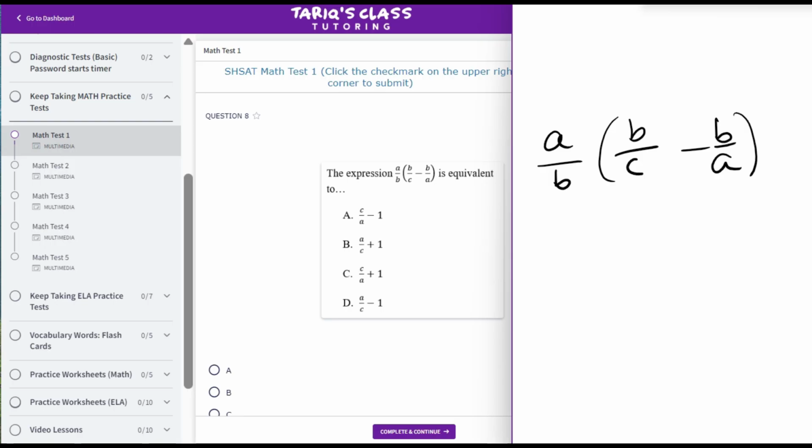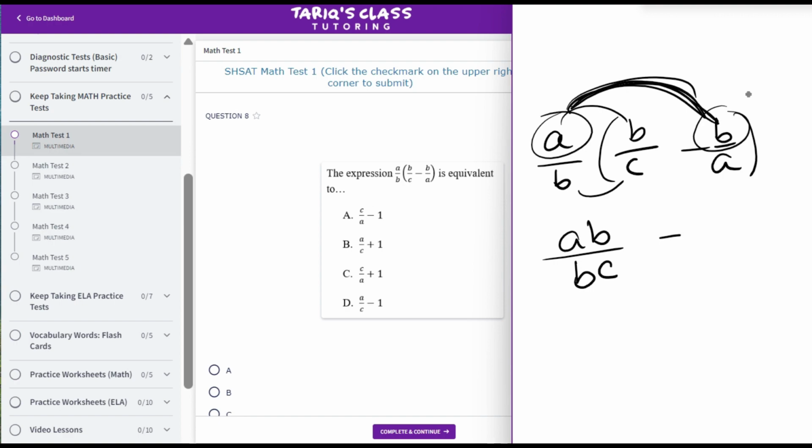Okay. Let's distribute. Here, distribution means multiplying. So A times B is AB and B times C is BC, minus. Here I'm going to multiply these two. A times B is AB and B times A is also AB.